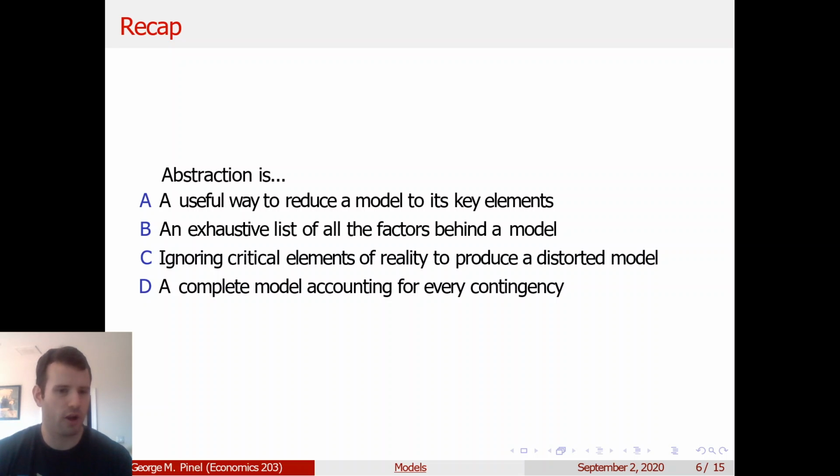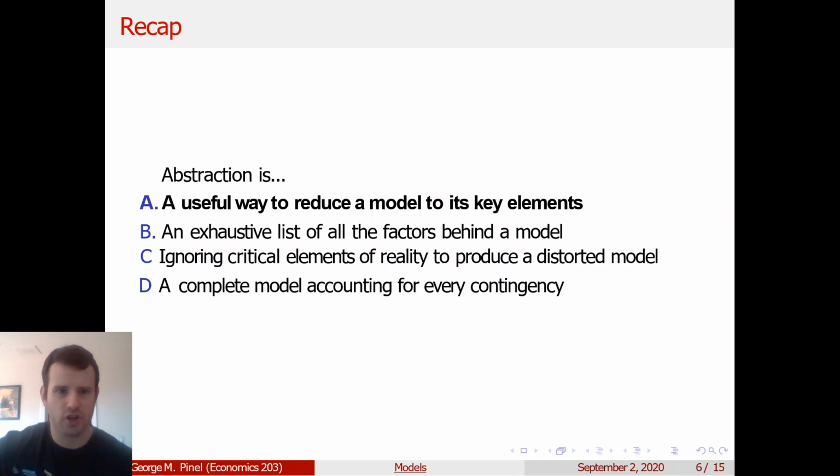But if the model's across the board not behaving the way you want it to, then you've probably over-abstracted, and you probably need to change your assumptions in order to better fit the data. But at the heart of it, yes, abstraction is a useful way to reduce a model to its key elements, and we abstract so that we can say something meaningful about the state of the world, and that we can test it using statistics and represent it using a model that is solvable.